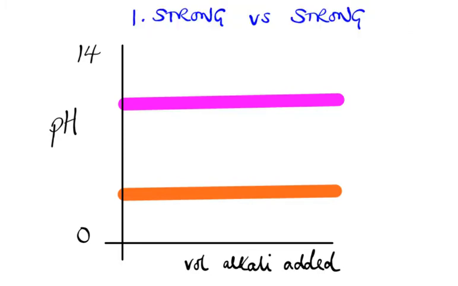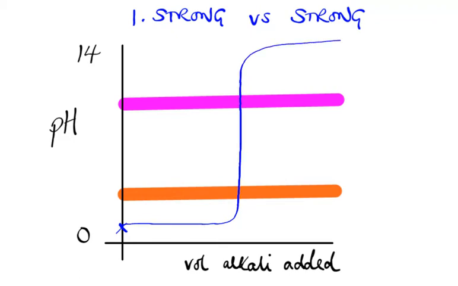And let's have a look at a few typical pH curves. So the first one is a strong acid versus a strong alkali. So we'd be expecting to start round about 0, 1, depending on what the concentration of the acid is. And our typical curve for this would be something like that.